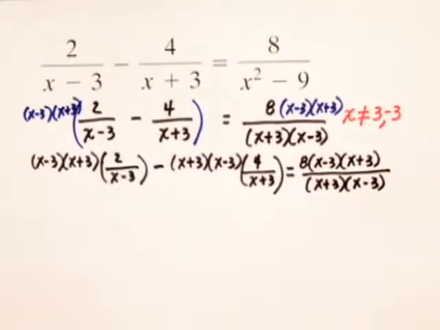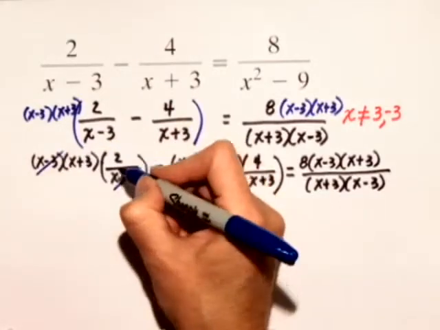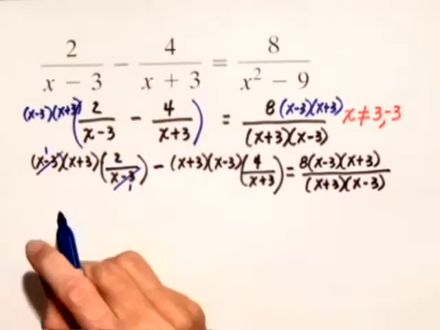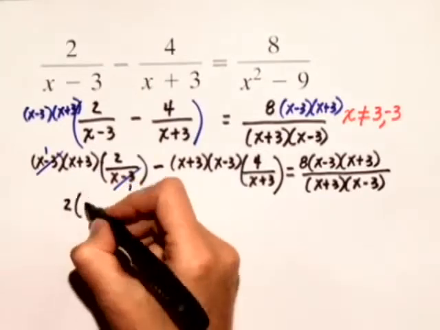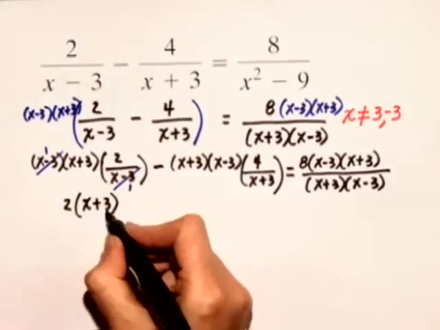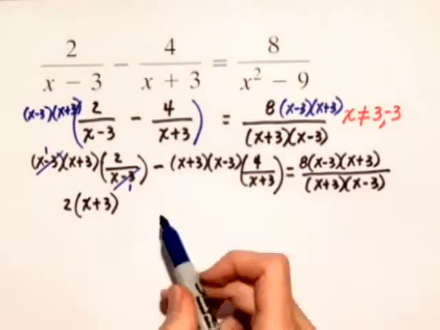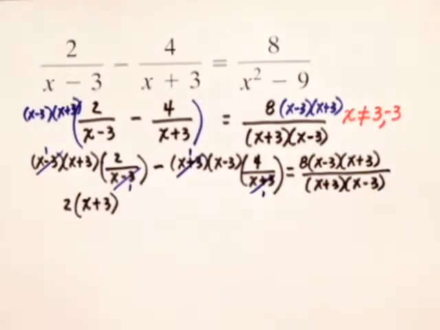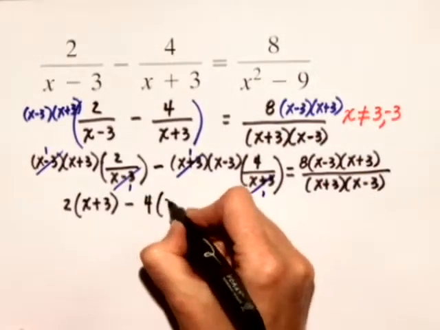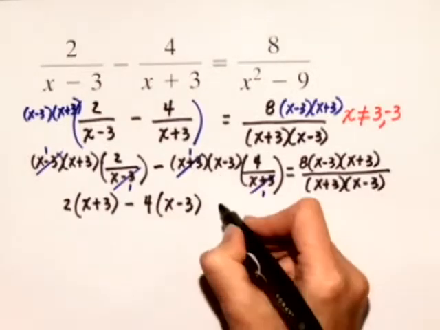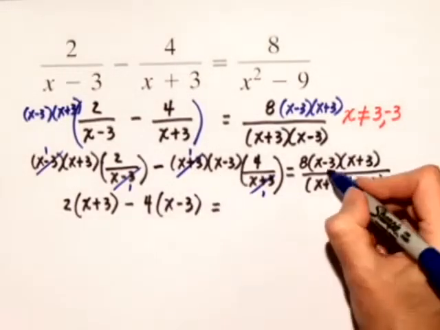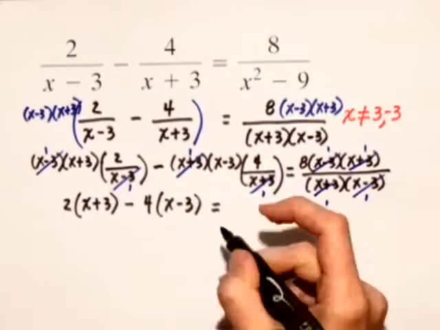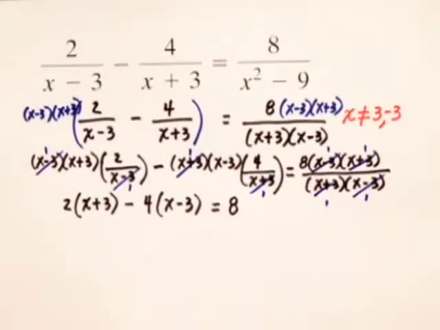Now we're going to see some factors divide out. x minus 3 divided by x minus 3 divides out, and we have x plus 3 times 2. I'm going to write the 2 in front of the x plus 3. Since multiplication is commutative, the order does not matter. So we have 2 times the quantity x plus 3 minus, in our second term, the x plus 3 over x plus 3 will divide out, and we have minus 4 times the quantity x minus 3 equals, on the right-hand side, notice the x minus 3 divides out, and so does the x plus 3, and we're left with just 8. Now we have a linear equation that we can solve.